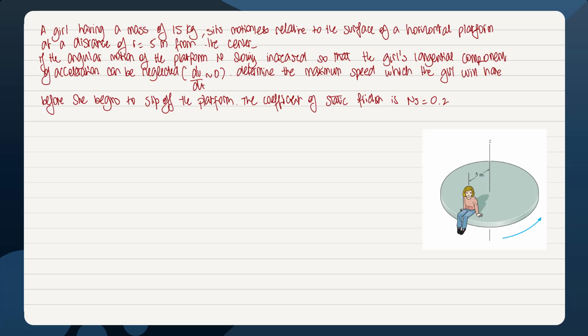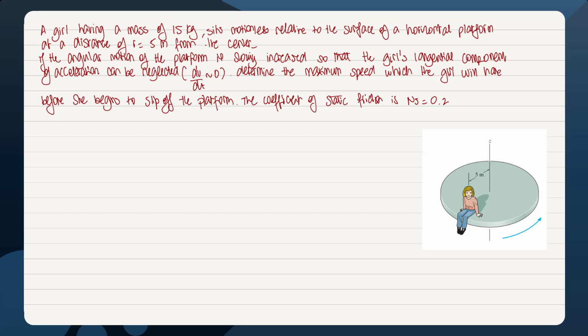We have covered in the previous video the normal and tangential components for the kinetics. Let us look now at a quick example which makes use of that coordinate system. A girl having a mass of 15 kilograms sits motionless relative to the surface of a horizontal platform at a distance of r equal to 5 meters from the center. You can see a nice schematic shown here on the right.